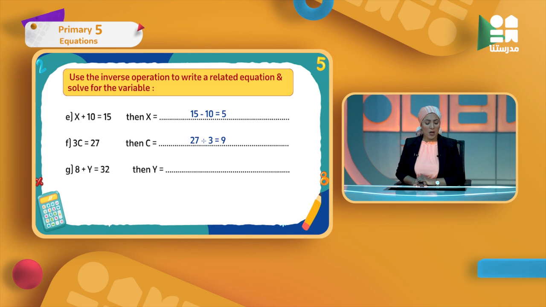8 plus y equals 32. Then y equals 32 minus 8, because the 8 goes to the other side with the opposite sign, so it will be 24.